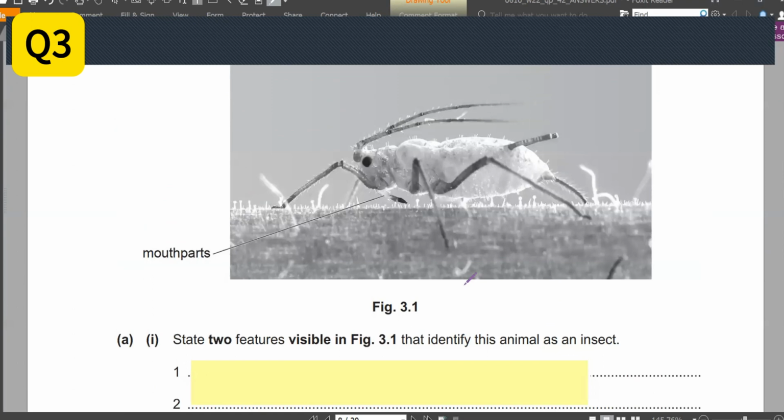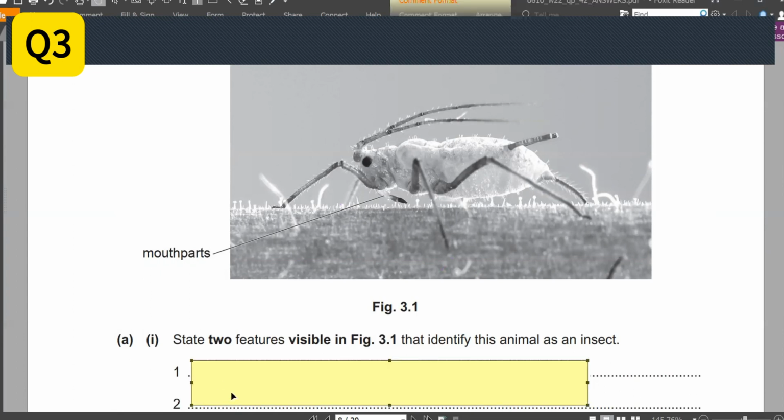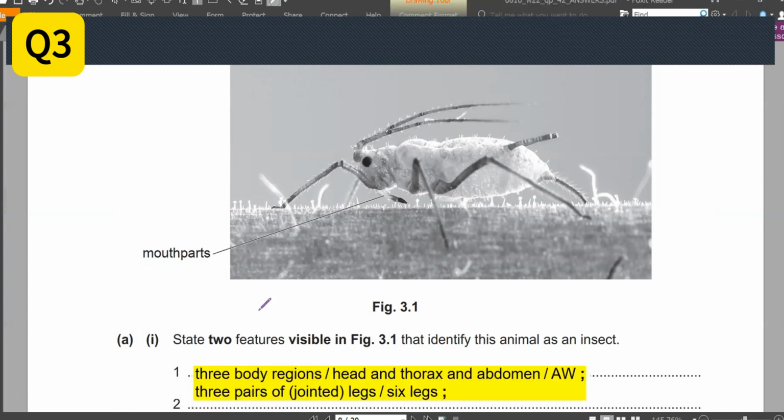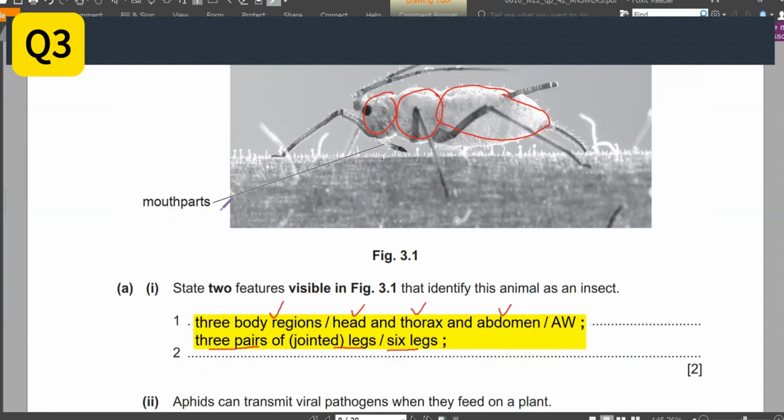State 2 features visible in 3.1 that identify this animal as an insect. So we recall the characteristics of insects. So these are the main points here. Characteristics of insects. 3 body parts: head, thorax, and abdomen. Secondly, 3 pairs of jointed legs or 6 legs. Straightforward, we can see that. So these are the characteristics of insects.